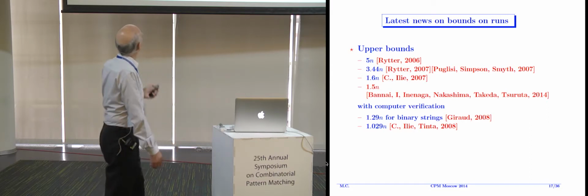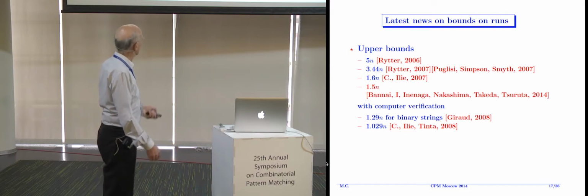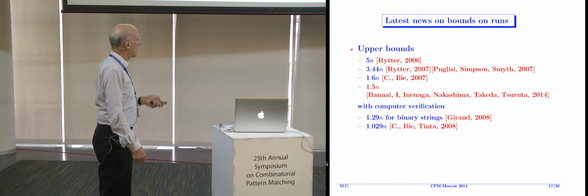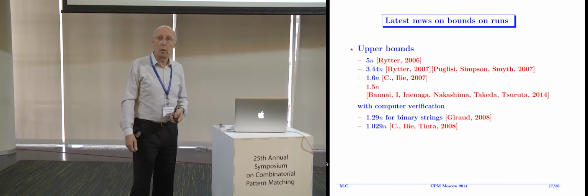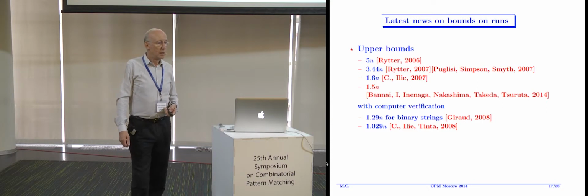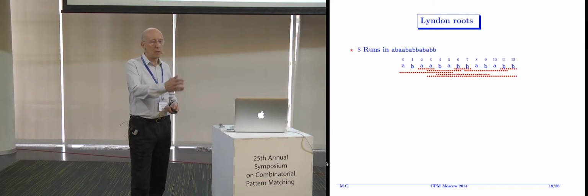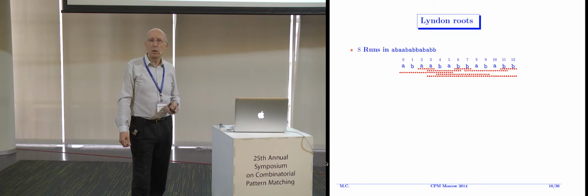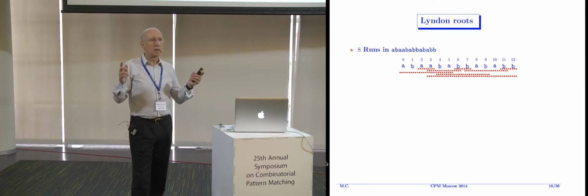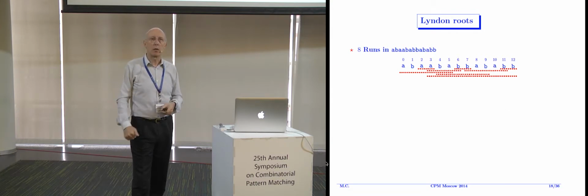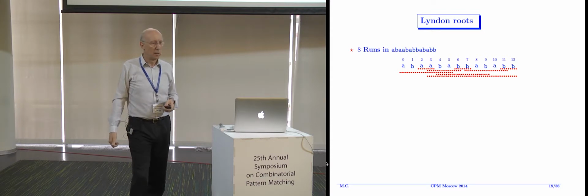What is the technique behind this new bound? It's based on Lyndon words. A Lyndon word is something that is not a power of another string, and if you rotate the string, you always get something that is larger in the lexicographic order.